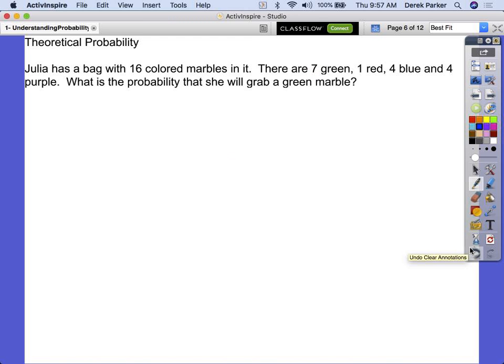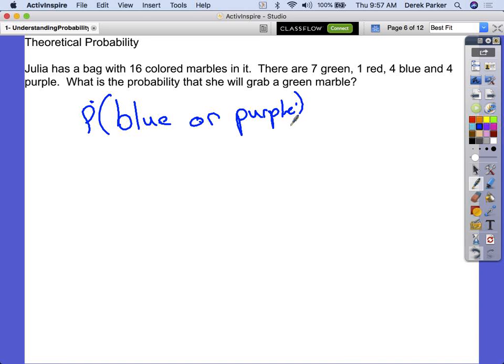Now, let's try this. What's the probability? Pull out a blue or purple. Now, our outcomes didn't change. It's still 16. When you see the word or in a probability problem, that means it could be either or. I'm either looking for a blue or a purple. So your probability, for the most part, will get higher.